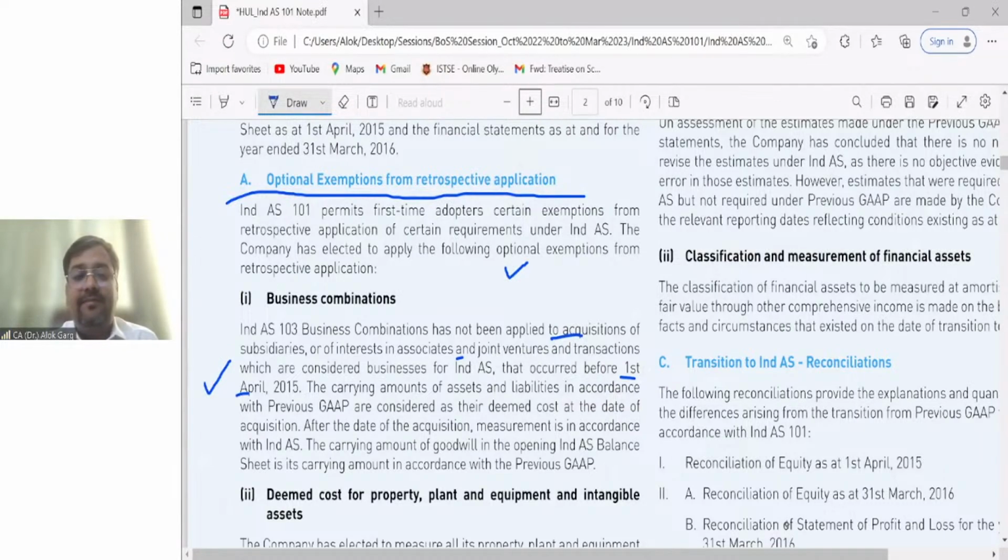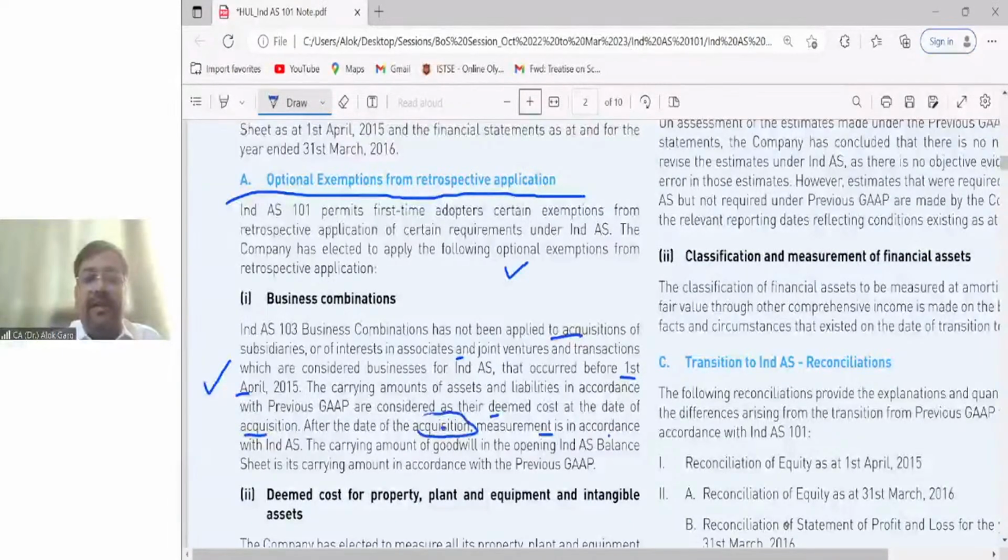You can read that this company has not restated any business combination before the transition date because they have taken the exemption. What exemption? Exemption number C. They don't restate any business combination prior to the transition date. The carrying amount of assets and liabilities in accordance with previous GAAP are considered as the deemed cost, means opening value as per Ind AS. The carrying value of assets and liabilities in accordance with IGAAP are considered as the deemed cost at the date of transition, not acquisition, date of transition.